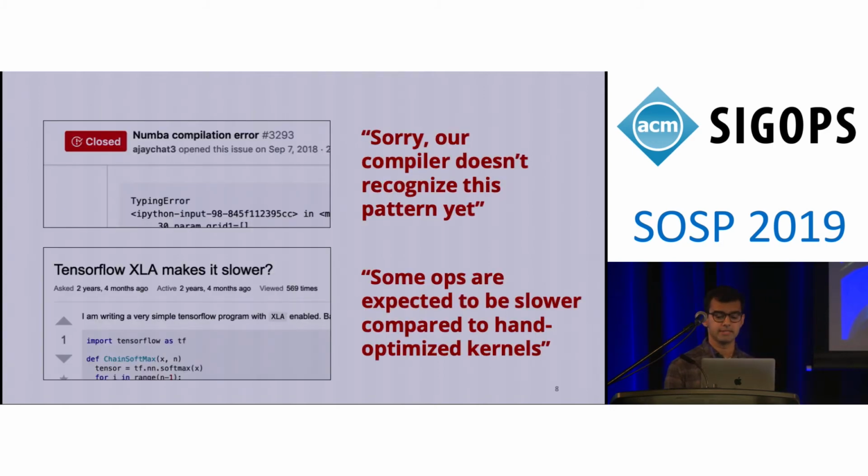And because of their complexity, JIT compilers will often also see issues like this. In this top example, the compiler failed altogether because it didn't recognize a particular operator that appeared in the application. And adding support for it would have been a multi-week effort. And in this bottom example, turning on compilation actually made the performance worse. In this case, the developers stated that some operators are just expected to be slower than hand-optimized ones, since it's too difficult for a compiler to always generate code that matches an expert's implementation.